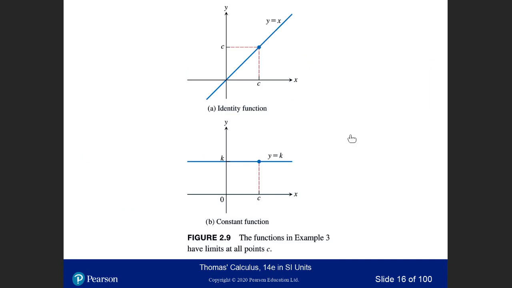Now, let's look at some simple functions. Y is equal to x. The limit at any c is equal to c for this function. So if I approach c from the right or left, it doesn't make any difference. The limit is c again. Now there's a constant function that's simple. Wherever c is, the limit is always k because y is equal to k is a constant function. So at every point c, you have the same limit, k. So these are simple to identify.